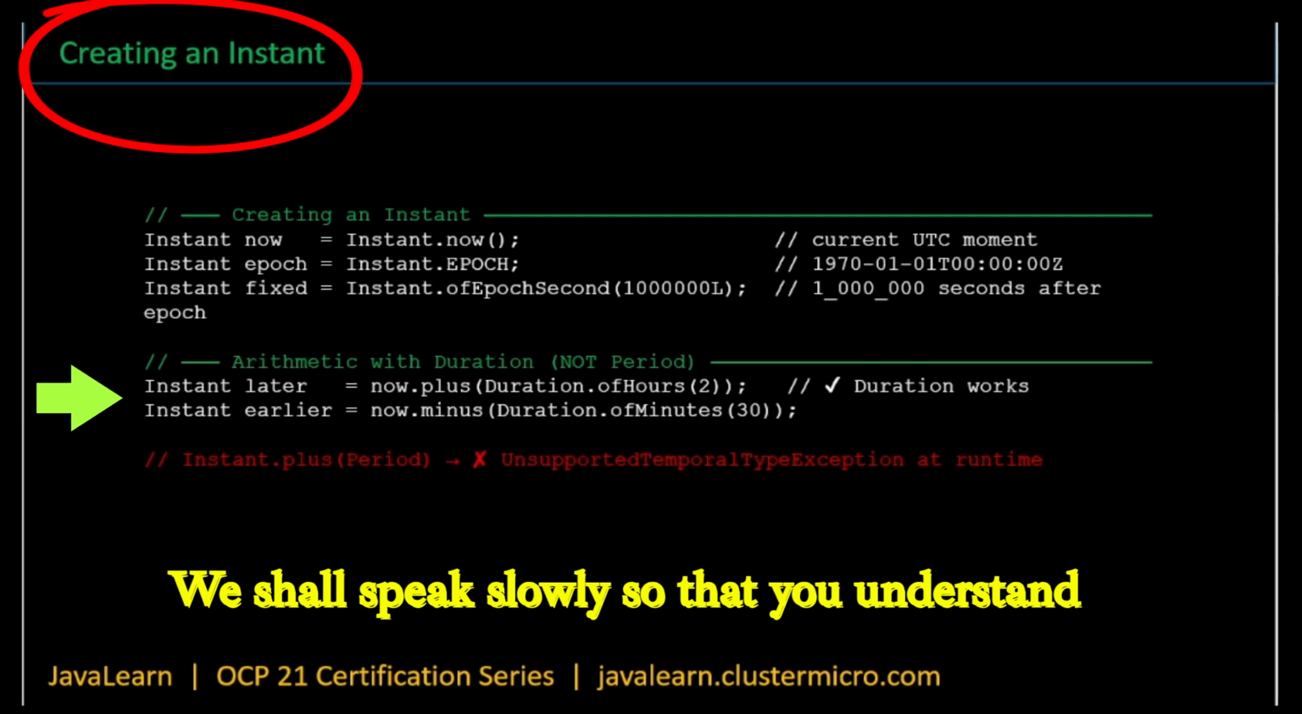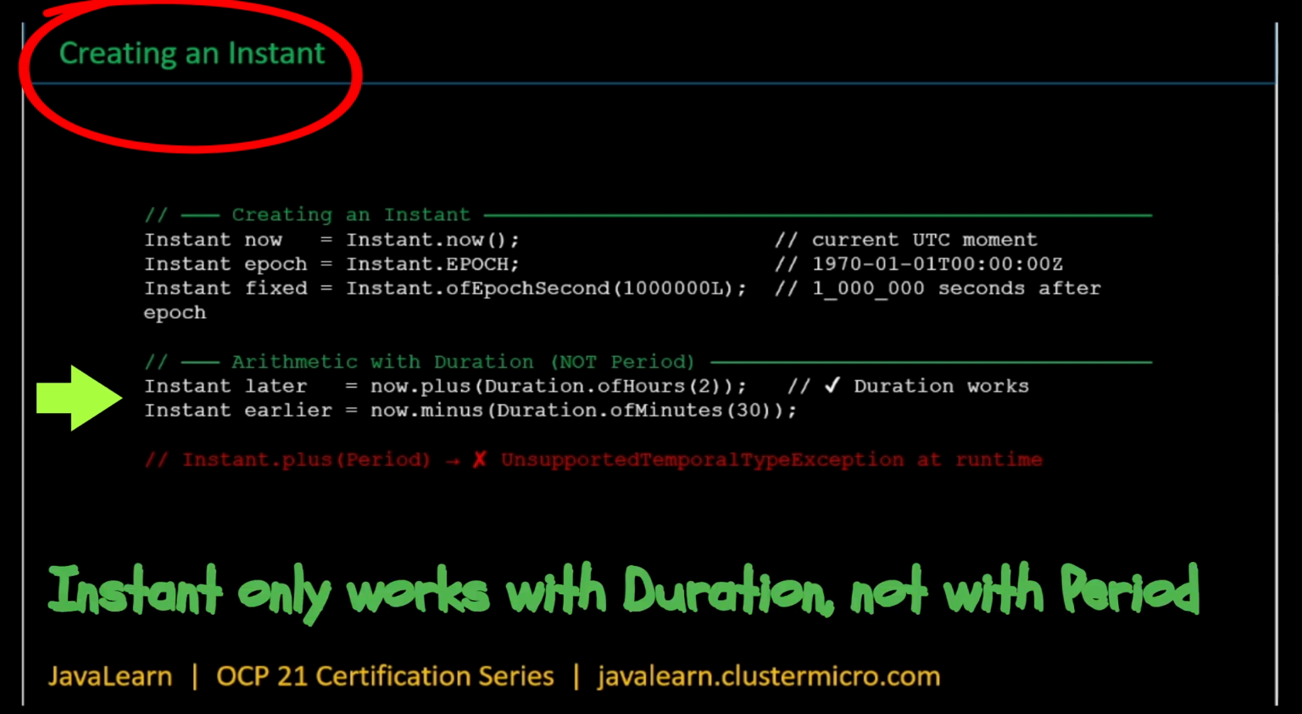So if you see the first line, Instant later = now.plus(Duration.ofHours(2)), so we add a duration of 2 hours to now. Okay, so Duration is time based: hours, minutes and seconds. Instant is also time based. It is a count of seconds from the epoch. They are compatible. Okay, the result is a new Instant representing 2 hours after now. This compiles and runs correctly.